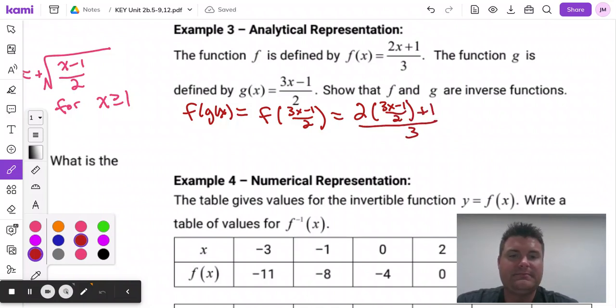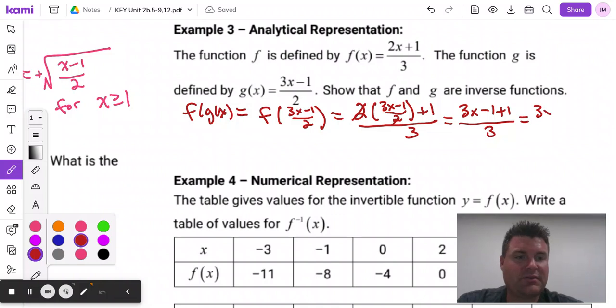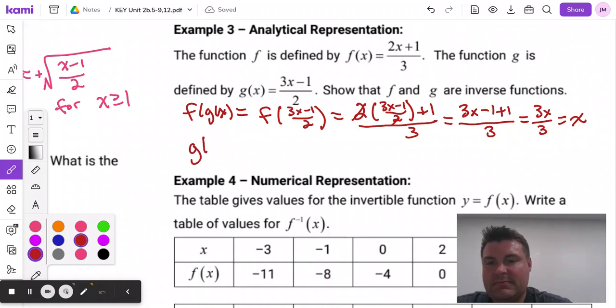1 all over 3. So all I do here is just a little canceling out. Those 2's cancel out. And I get 3x minus 1 plus 1 all over 3. The negative 1 won't cancel out, so we get 3x over 3, which is just x. So far, so good. Looks like these are inverses.